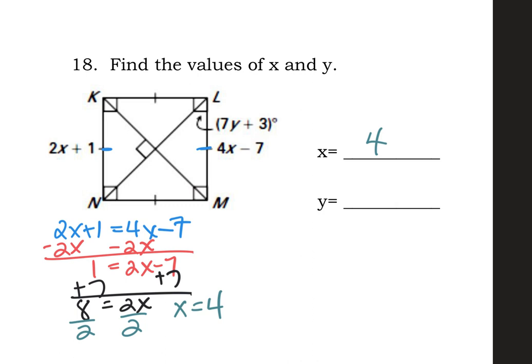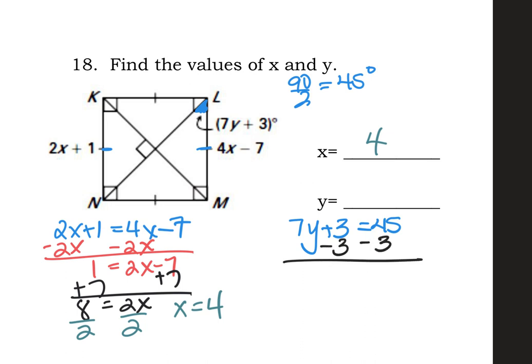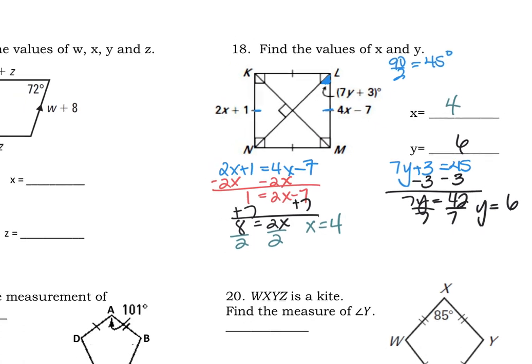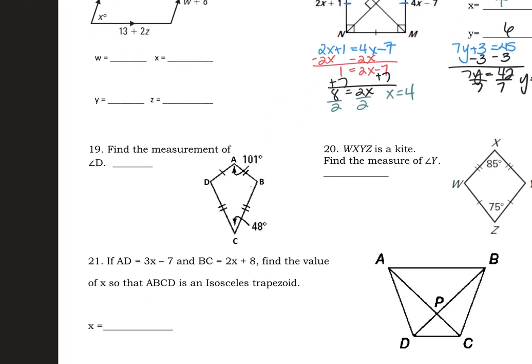All right, so the reason I wanted to do this one with you is because of the 7y plus 3. It's pointing to half of that 90 degrees. What is 90 divided by 2? 45 degrees. So when you're solving for y, you'll do 7y plus 3 equals 45. So we'll subtract the 3. 7y is going to equal 42. Divide by 7, and your y is going to equal 6. Okay, so I just wanted to do that one because I had that 45 in there. You guys will be fine with the other ones.